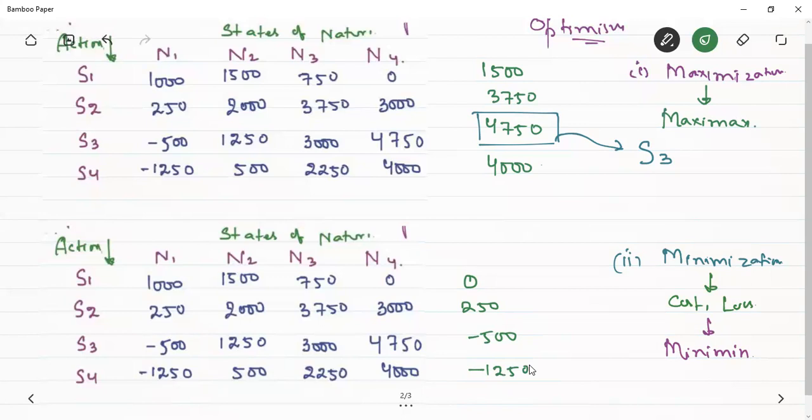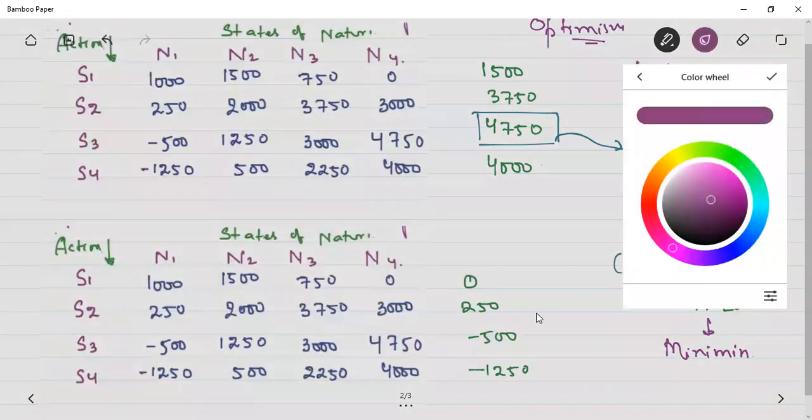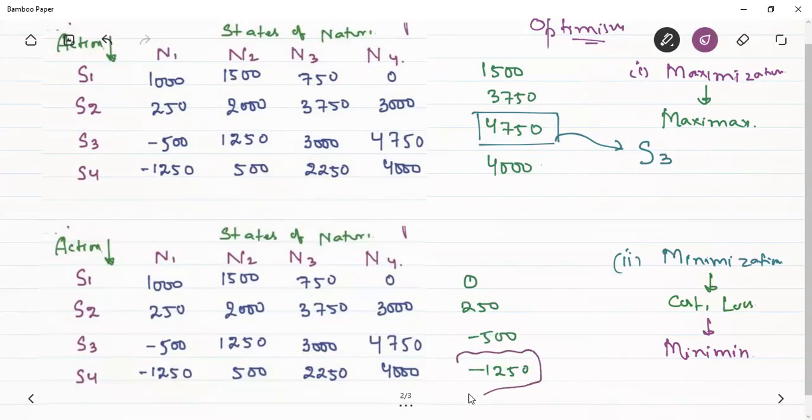So we have calculated the minimum values for each course of action. And the Minimin criterion suggests that we select the minimum among the minimums. The minimum value among the four is minus 1250. The corresponding strategy or course of action is S4. So this will be selected as per the Minimin criterion, if this is a table of minimization.